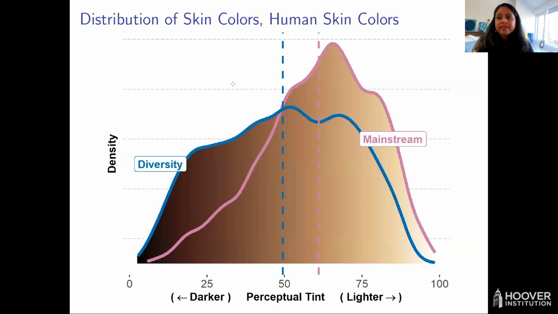So this is looking at the distribution of skin colors, just in terms of human skin colors. And the way to read these figures is here on the left, it means that there are darker skin colors. On the right, it means that they're lighter skin colors. Remember that the pink always is referring to mainstream books. This darker blue is always referring to diversity books from the diversity collection. And what you can see is that the mainstream books are just much more likely to be shifted to the right, that they're more likely to show characters with lighter skin tints as opposed to the diversity collection.